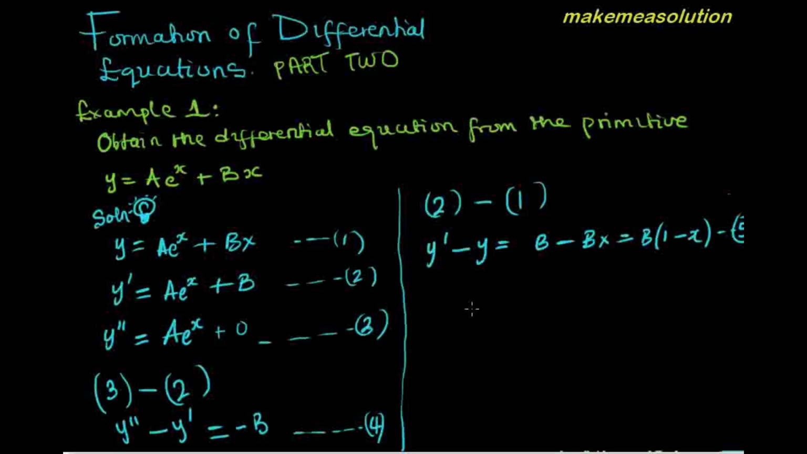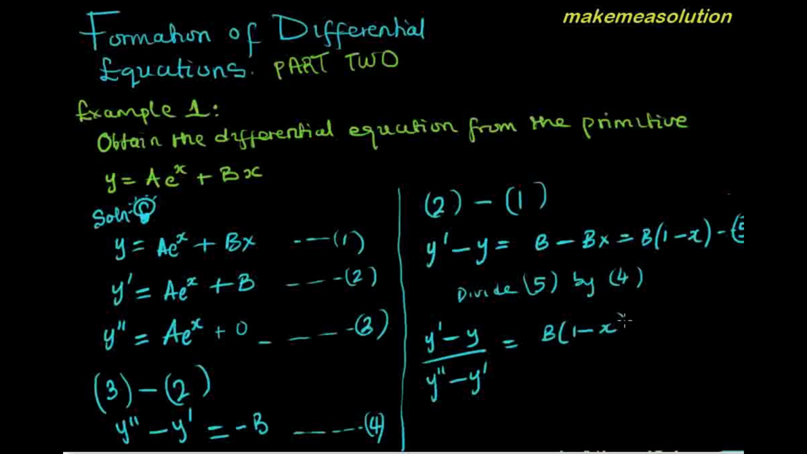Now you are going to agree with me that at this point we can divide 5 by 4. So when we divide 5 by 4, we'll have y prime minus y over y double prime minus y prime is equal to b times 1 minus x divided by minus b. So b can cancel out b over here. Now I'm going to clear the board so that we'll have enough space to write what we want to write.